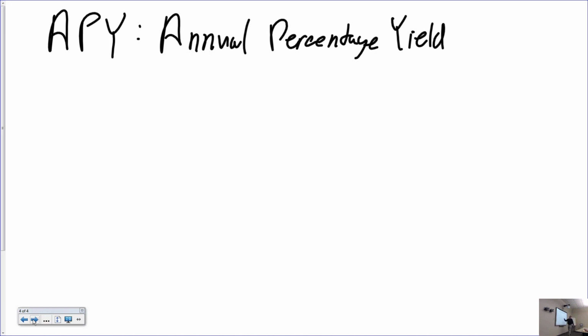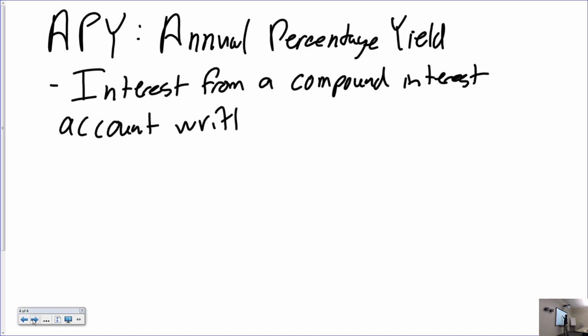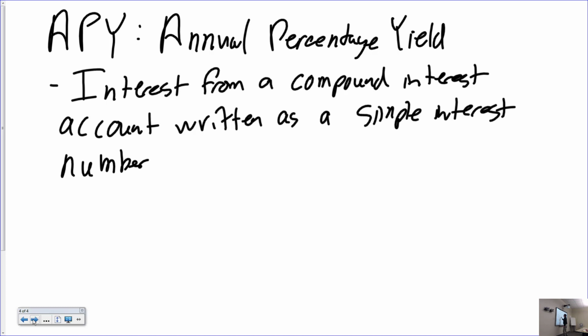So here's what it is, folks. It's interest from a compound interest account written as a simple interest number for 1 year.